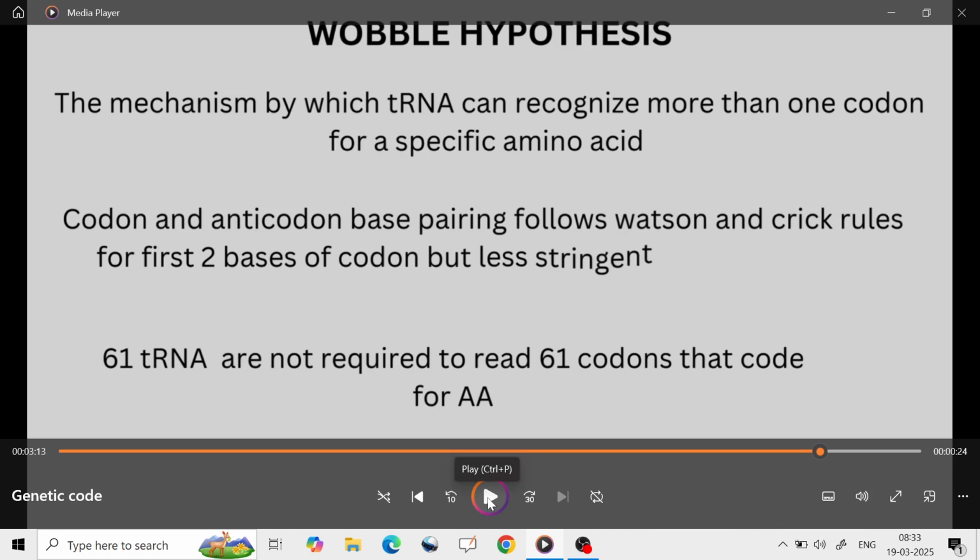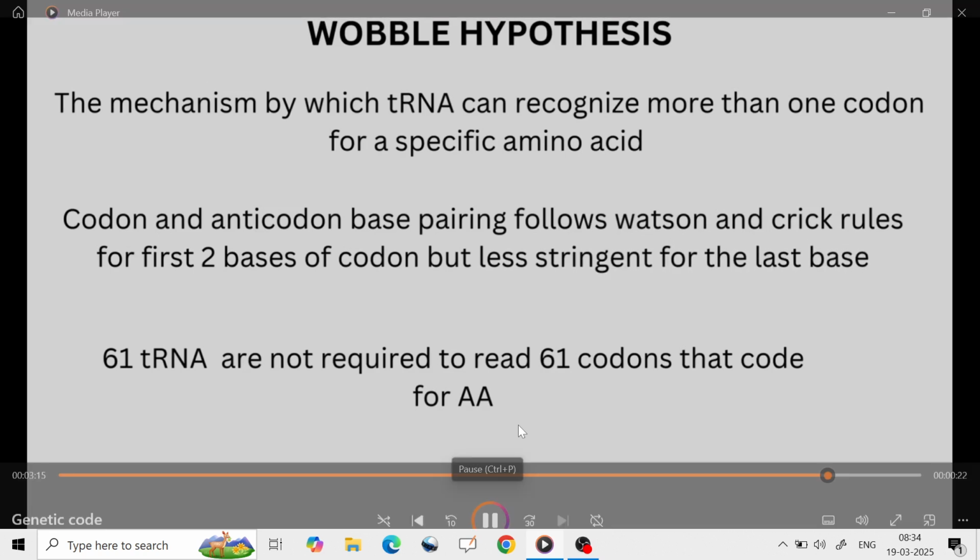tRNA has that particular mechanism where it can recognize more than one codon for a particular amino acid. So codon and anticodon base pairing, that is mRNA and tRNA base pairing, follows the Watson and Crick rules for the first two bases of the codons, right? This is all about the third nucleotide I'm talking about. The first two bases of a codon are always the same, but the third one is a little less stringent.